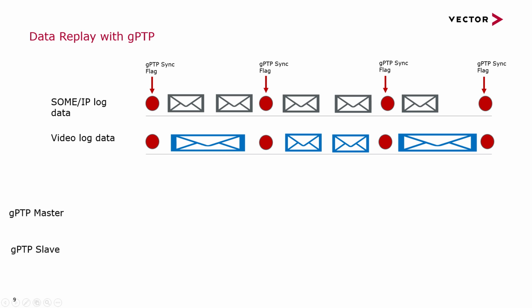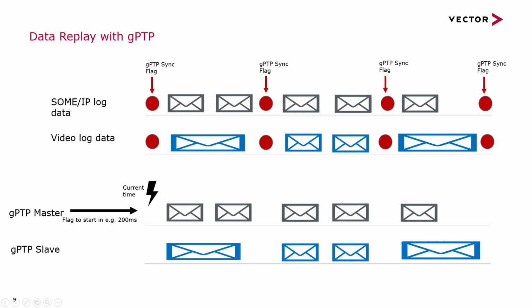Now, when it comes to the replay, we'll have a GPTP master and a GPTP slave. The master would give a flag, let's say 200 milliseconds, to the slave that we will be starting the replay in 200 milliseconds. And then this would be the current time. This is their trigger to start the replay, and then both sides would start replaying the data as expected, synchronously on the bus.